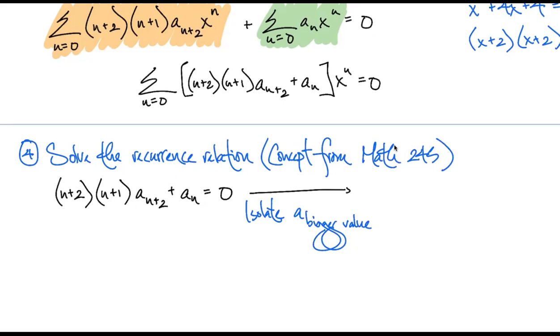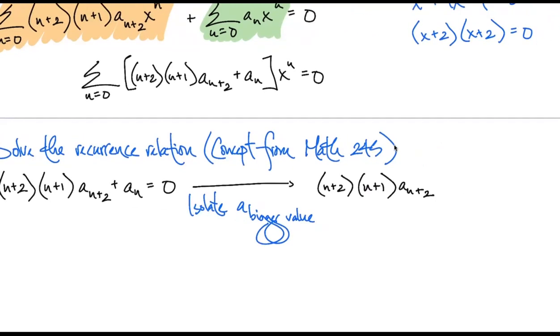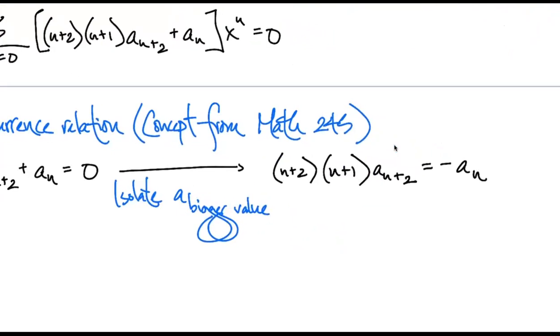So if I were to write this out, let's write n plus 2, n plus 1, a sub n plus 2 is going to equal negative a sub n. And now I just want to divide by the things that a sub n plus 2 is multiplied by. So I will get a sub n plus 2 equals negative a sub n over n plus 2 times n plus 1.